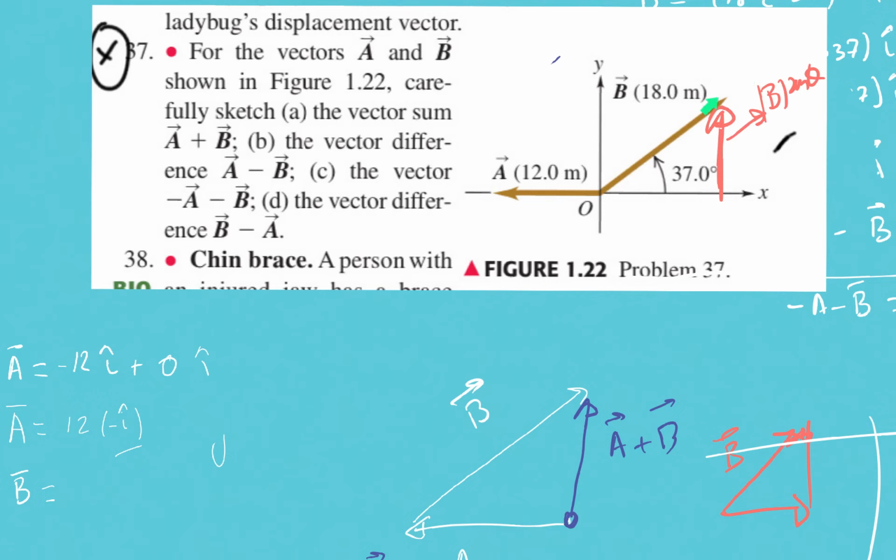From the 18 meters, a certain amount exists in the x direction and a certain amount exists in the y direction. The x quantity is 18 cosine of 37, and the y quantity is 18 sine of 37. So the vector V is 18 cosine of 37 in the i direction plus 18 sine of 37 in the j direction. Perfect. Now I have to sum A plus V.